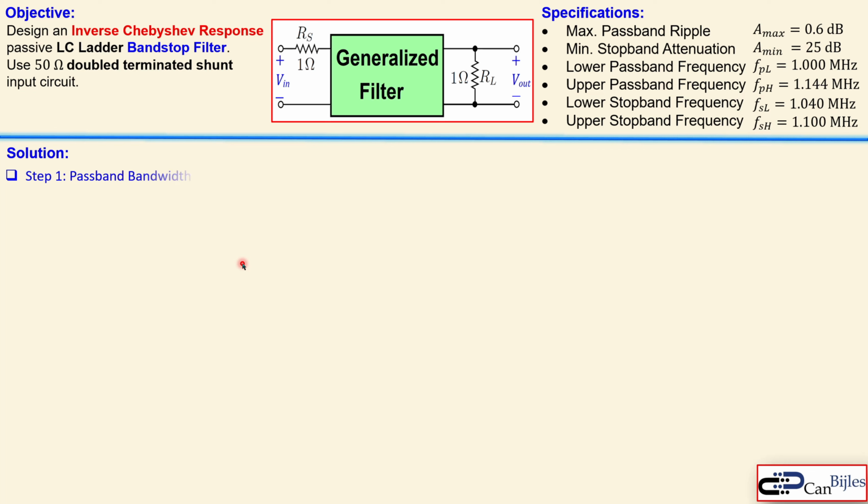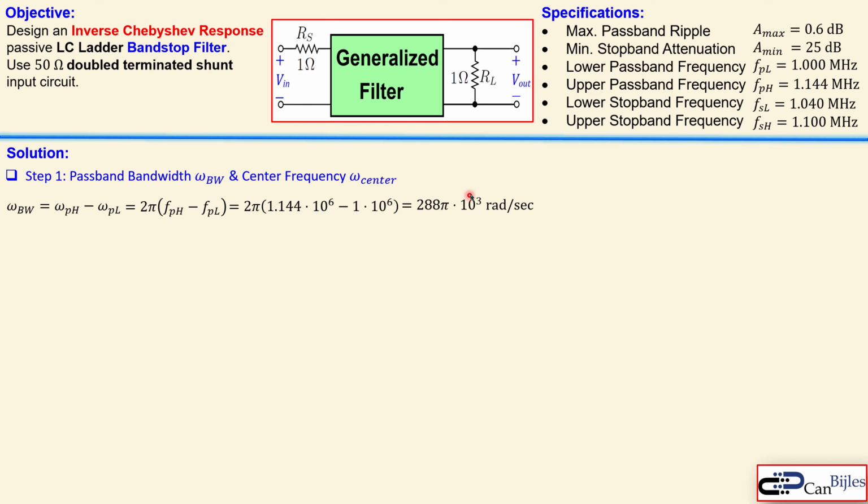So let's look at our solutions. Step 1 is the passband bandwidth and also the center frequency. So let's first see that. The bandwidth is the difference between the upper and the lower, so upper minus the lower passband frequency in the omegas. You substitute the values given, you get now 288 pi times 10 to the power 3 radians per second. The center frequency is again calculated as before using the geometric mean, so the square root of the omega ph times the omega pl, so just the product, again in radians per second. You calculate this and you get now 6.72 mega radians per second.